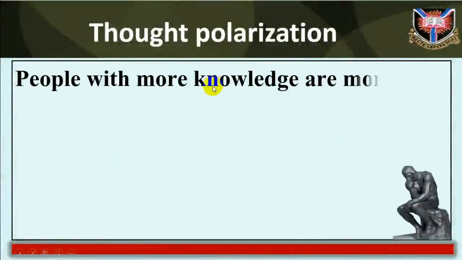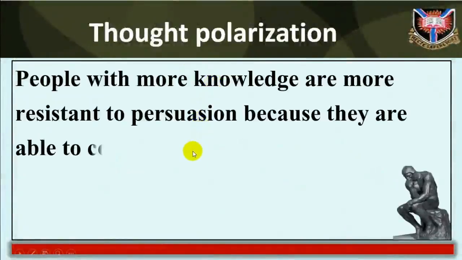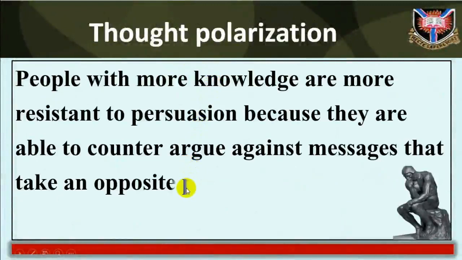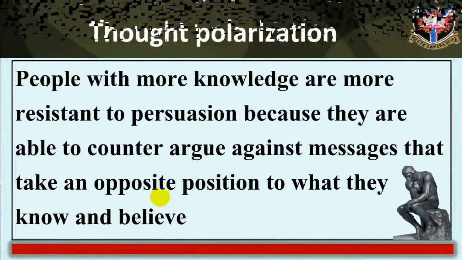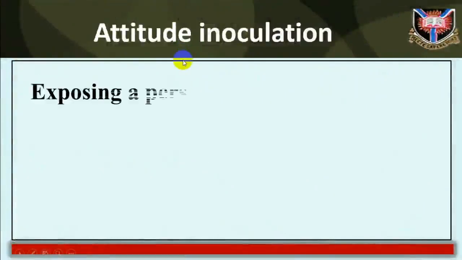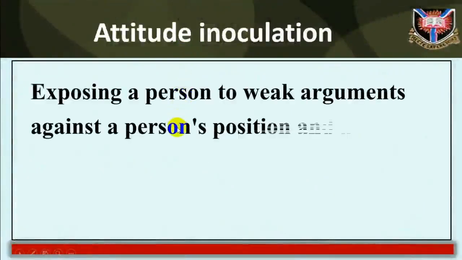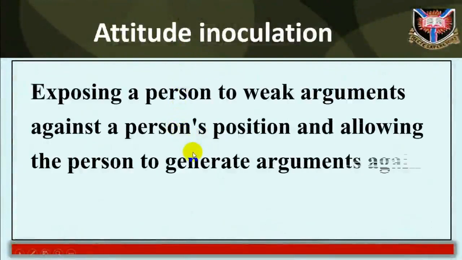People with more knowledge are more resistant to persuasion because they are able to counter-argue against messages that take an opposite position to what they know and believe. Resistance to persuasion can be encouraged through attitude inoculation, or exposing a person to weak arguments against the person's position and allowing the person to generate arguments against it.